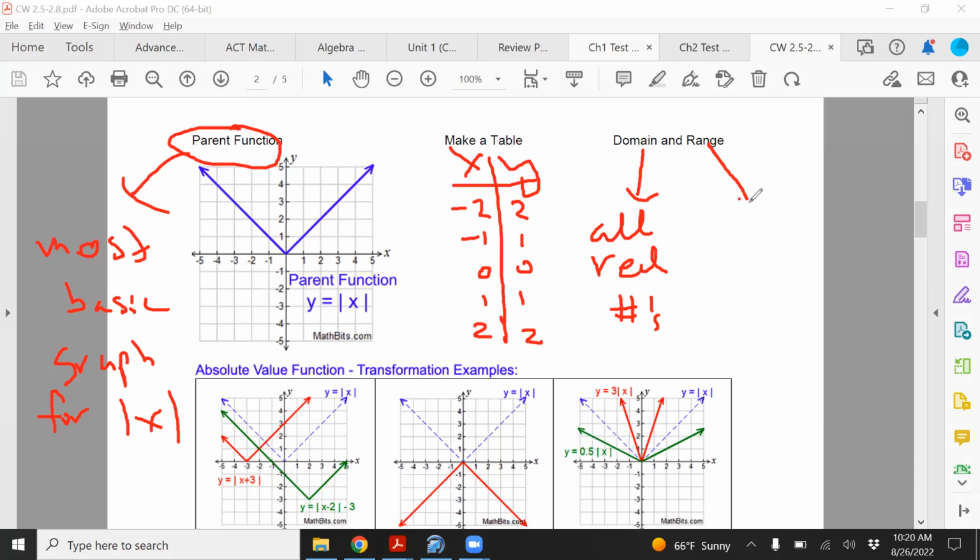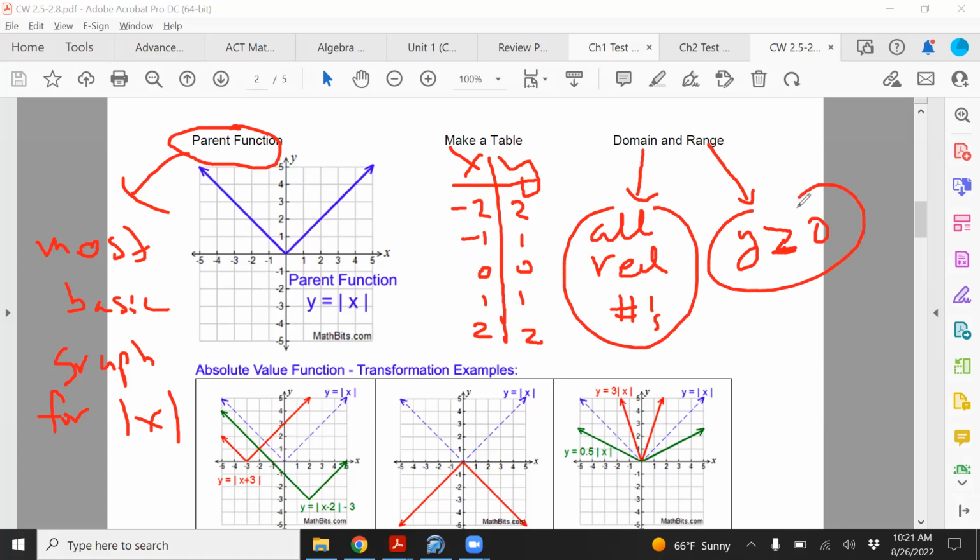Now, how about range? Good, Lizzie? So then y could be greater than or equal to 0. Exactly. Good. Could equal 0 also. So I have all real numbers and y is greater than or equal to 0. Great. So range can never be negative, unless I move the graph around, which we're going to do in just a sec. But for now, the parent function.